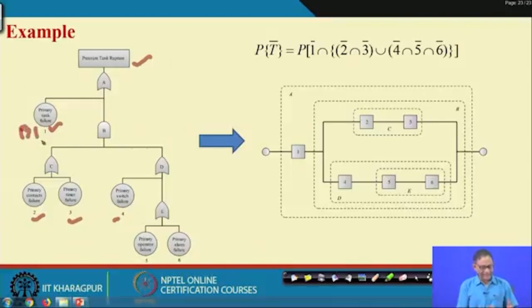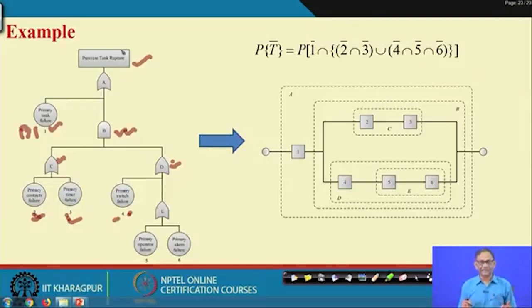Then, if this is the fault tree, what is the corresponding reliability block diagram? You see, if B1 takes place, the top event will take place, meaning failure takes place. But because of the AND gate here, at least one from this side and one from this side, meaning either 2 AND 4, or 2 AND 5, or 2 AND 6, or 3 4, 3 5, 3 6 must occur, then only this AND gate condition will be satisfied and this will occur.